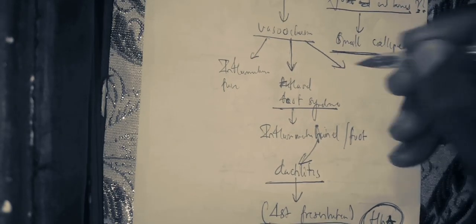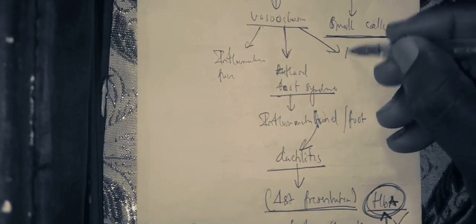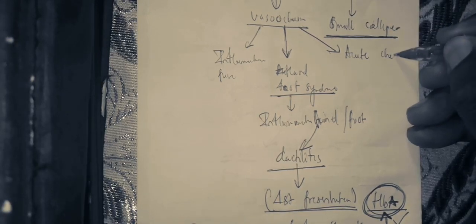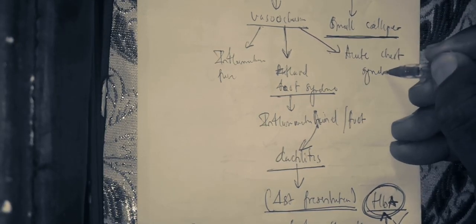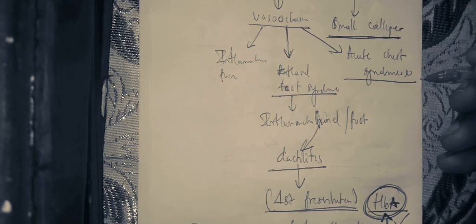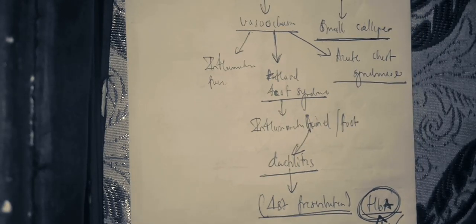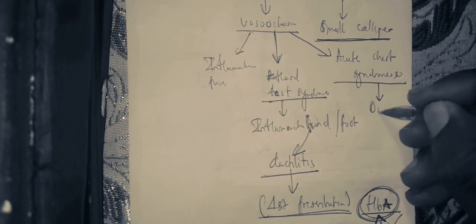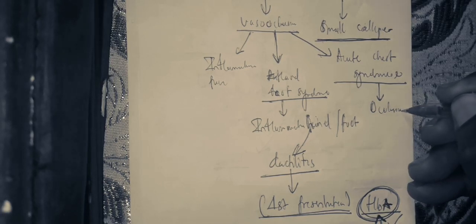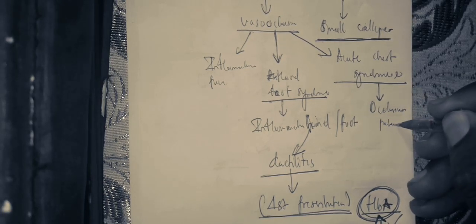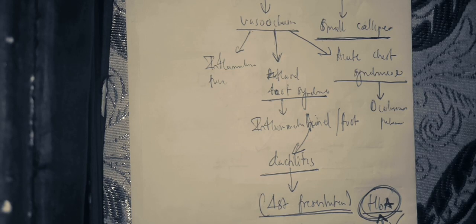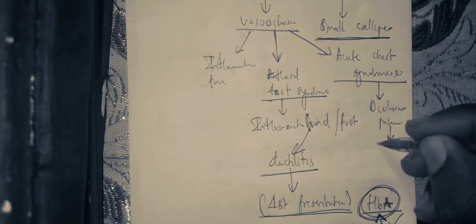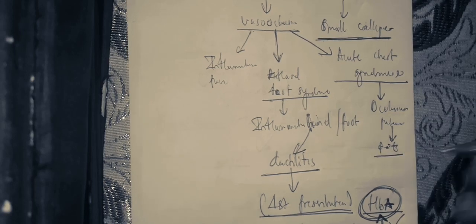And then the next vaso-occlusive crisis is the acute chest syndrome. Acute chest syndrome, we need to know that this is a bad prognosis syndrome, because it has high mortality and morbidity. So in this case, you have occlusion of the pulmonary vessels. Generally, it presents with pains at the level of the chest, and it may also have signs of pulmonary embolism.